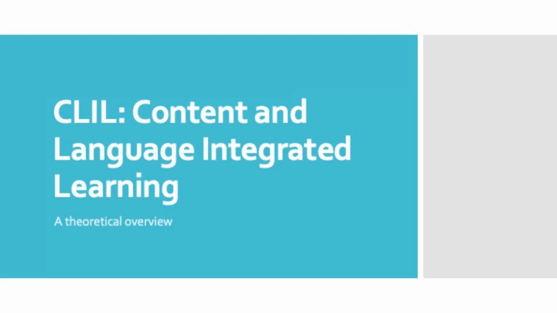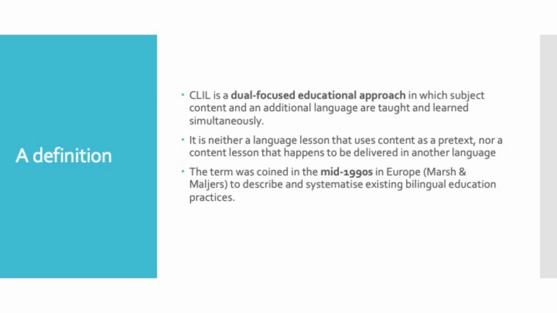Today we are looking at CLIL, Content and Language Integrated Learning. It is one of the most discussed approaches in applied linguistics and language education, but it is often misunderstood or reduced to a simple formula. At its core, CLIL has got a double goal. Students learn subject matters, history, biology, geography, and they develop proficiency in an additional language at the same time.